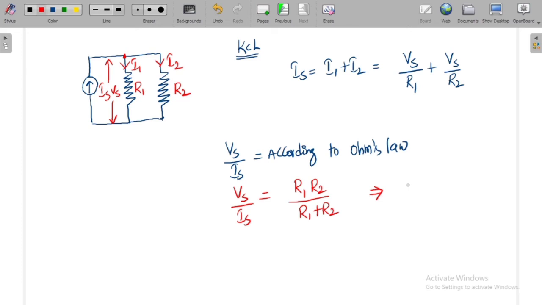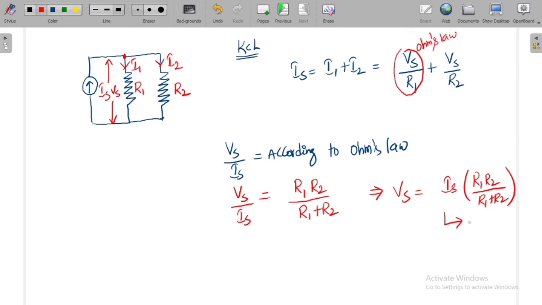Now how can we link these two concepts? One is KCL and another one is Ohm's law. So the first term and the second term in the first equation are obtained because of Ohm's law and KCL, directly applied. Now if I send Is to the right-hand side, you will get Vs equal to Is times R1 R2 by R1 plus R2. Consider this equation as the first equation.